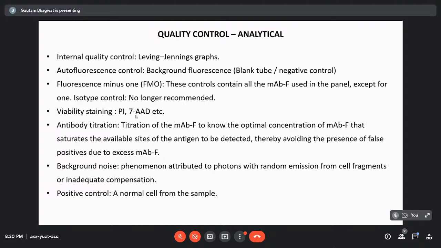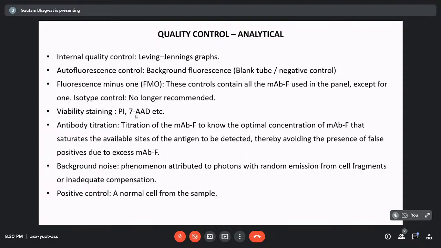Next is the antibody titration, which is very, very important. The manufacturer would say that you have to use 10 microliters of antibody, but it is important for every lab to titrate it. So, serial dilution: 10, 5, 2.5, 1.25 microliters. See what is the optimal concentration that saturates all the available sites, thereby avoiding the presence of false positives due to excess monoclonal antibodies in the sample. Then background noise, I have talked of much.